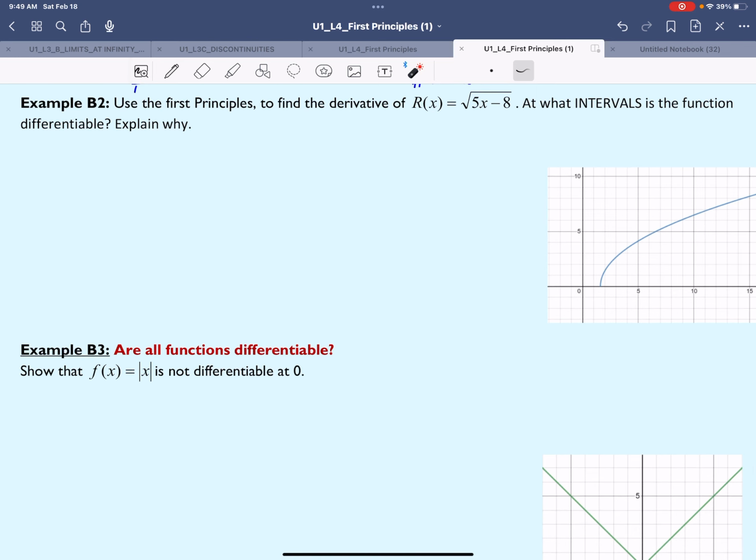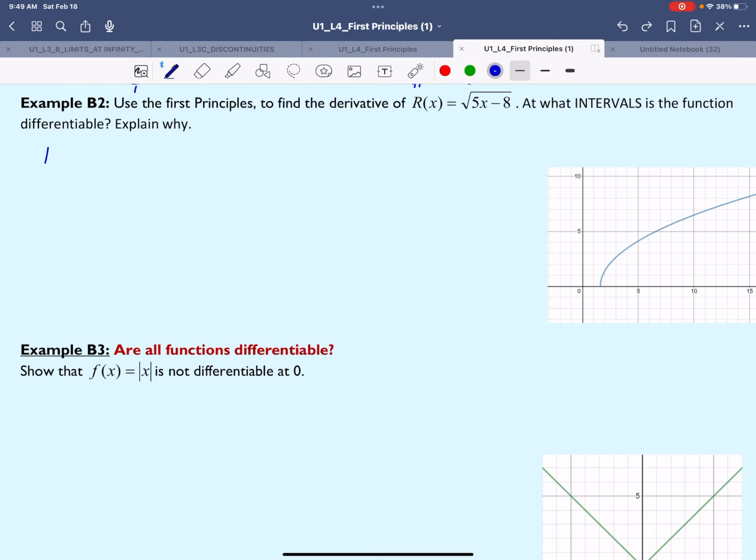Now let's move on to the next example. This time we are looking at the function r(x) equals square root of 5x minus 8. We want to find at what intervals the function is non-differentiable, at what intervals it is differentiable, and explain why. In other words, we'll discuss the differentiability of it. So we'll start off by finding the derivative.